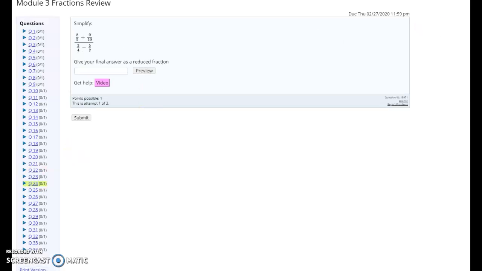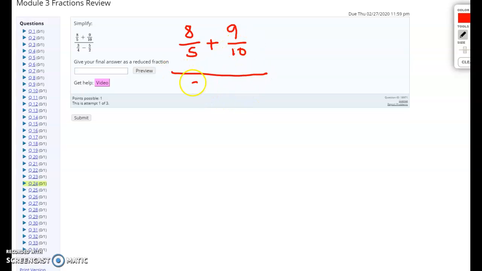Okay, let's look at one of these. These ones are trickier. On these ones, what we want to do is first simplify the numerator and then simplify the denominator. So we're going to treat these as kind of two separate fractions. First on top, I have 8/5 plus 9/10. I want to get those to be one fraction. So I need to find a common denominator here.